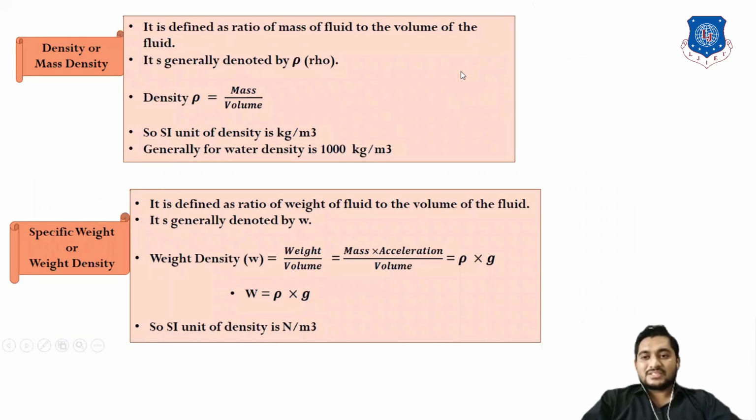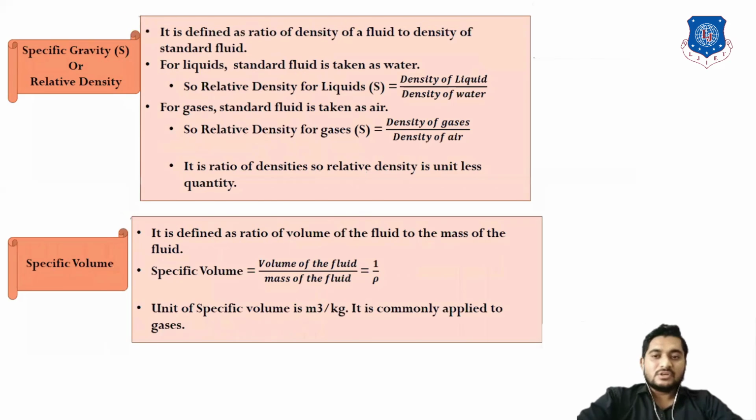Okay, so let us revise. Mass density, that is rho, is equal to mass by volume. The SI unit is kg per meter cube. For water, mass density rho is equal to 1000 kg per meter cube. Next one is weight density, that means weight by volume. For weight density, the SI unit is Newton per meter cube.